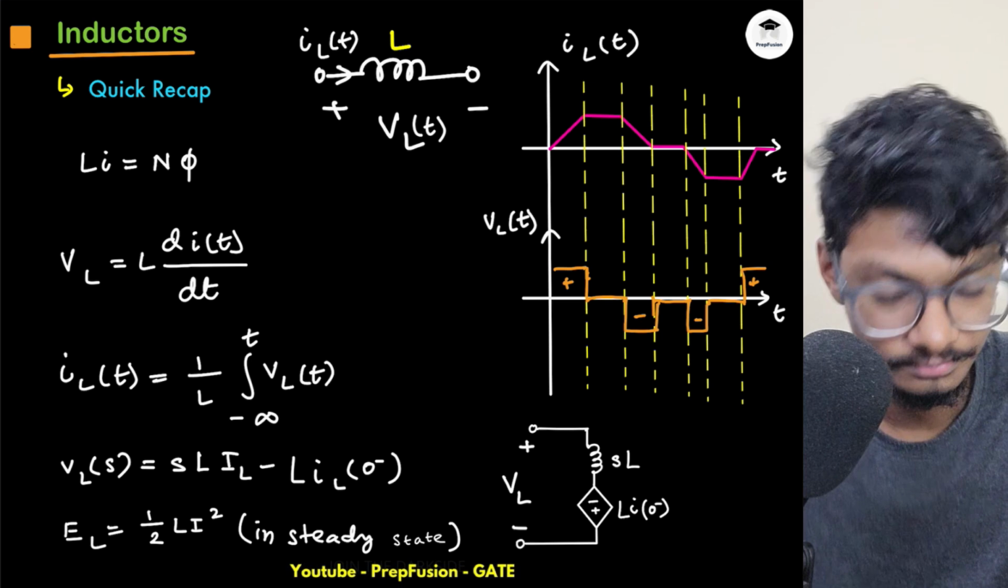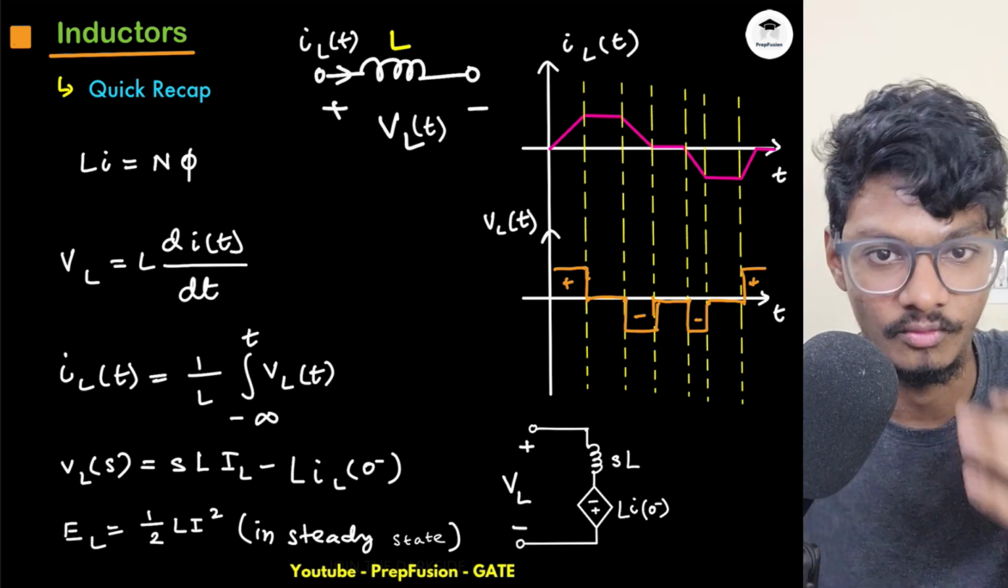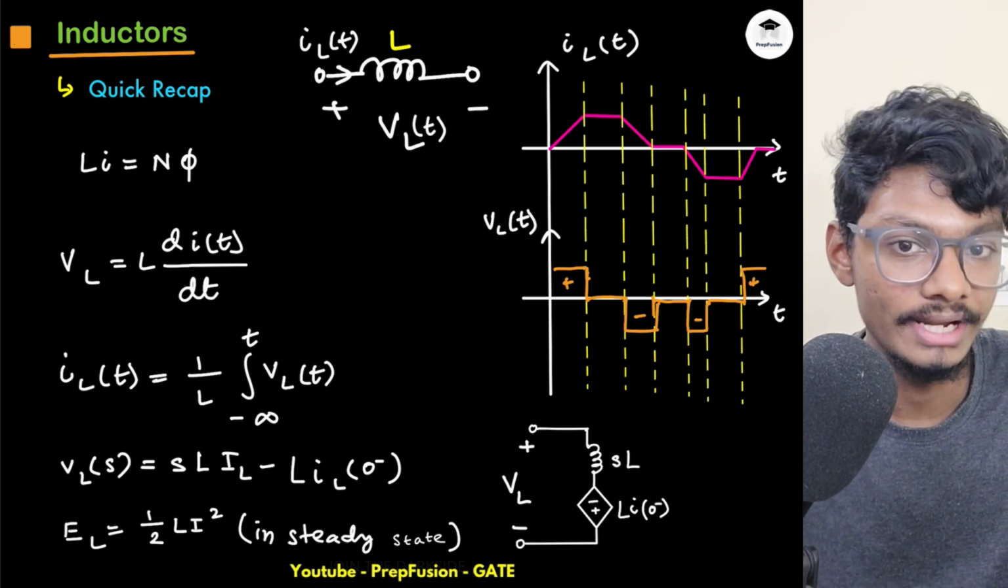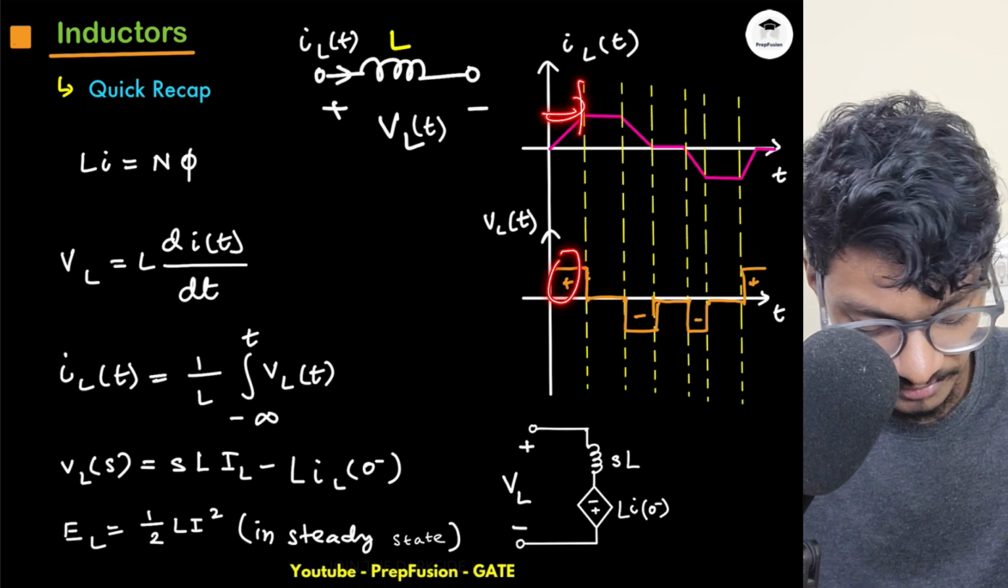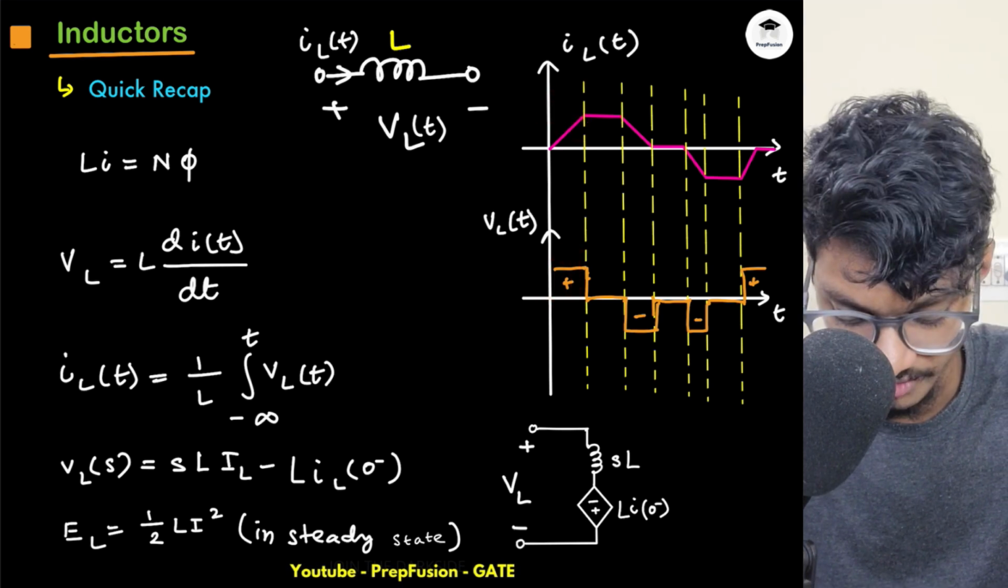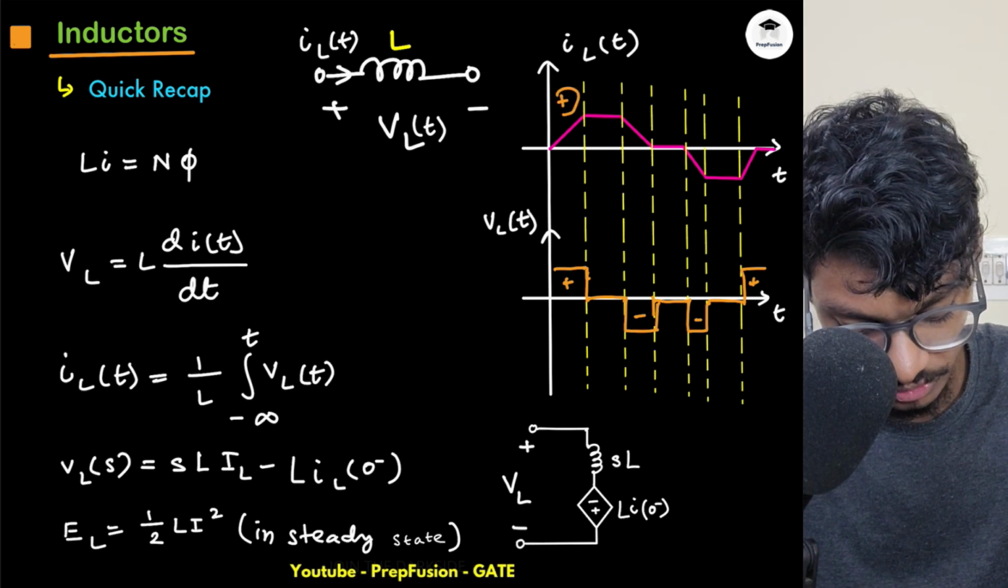Okay. Now, one thing we observe is: what is the instantaneous power? Instantaneous power is simply V into I. So in this region, my voltage and current both are positive. If both are positive, that means overall power in this region will be positive, right?